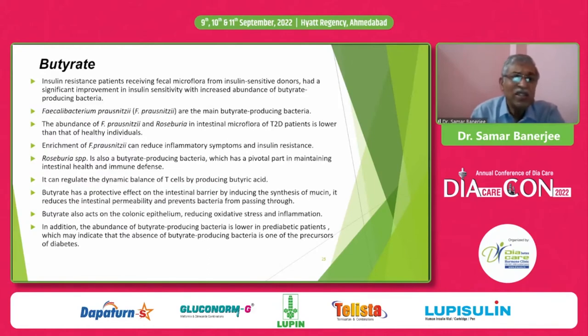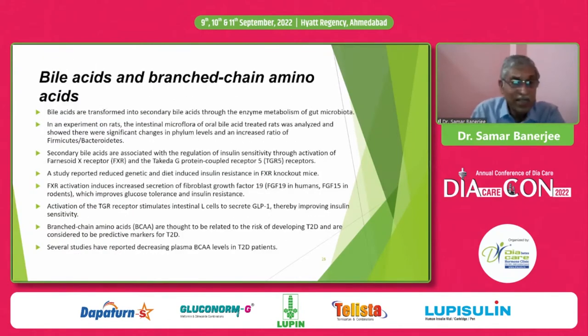Insulin-resistant patients receiving fecal microflora from insulin-sensitive donors had a significant improvement in insulin sensitivity with improved abundance of butyrate-producing bacteria. The fecal bacterium Faecalibacterium prausnitzii is the main butyrate-producing bacteria. They are a better group of bacteria. They prevent the onset and worsening of hyperglycemia.